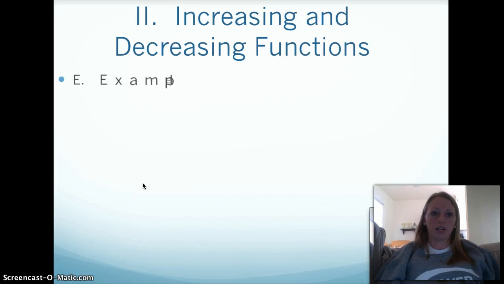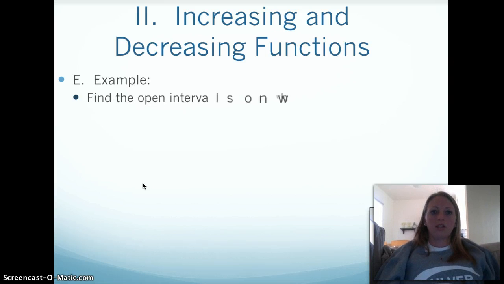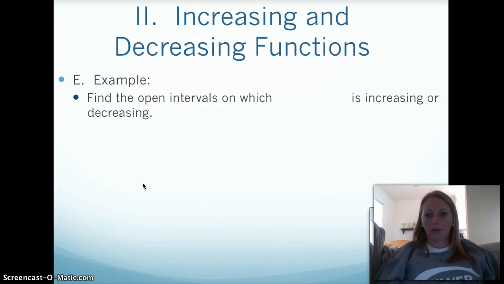Okay, so we're going to try an example. Find the open intervals on which, hold on.